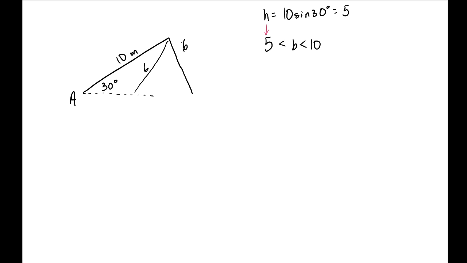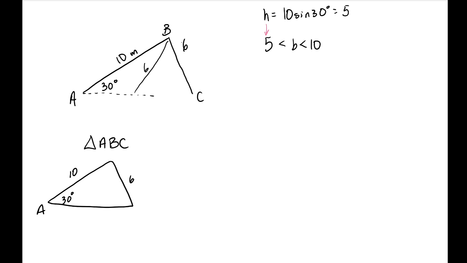I'm going to say that this is A, this is B, and this is C. So I now have two distinct triangles. There's triangle ABC, which is an acute triangle, and it looks like this, where this is 10, this is 30, and this is 6. But there is an alternate triangle, ABC star. B is in the same place. It's only C that's going to be in a different position. And this triangle looks like this: we've got 30 degrees, A, B, and C star, which is in a different spot.